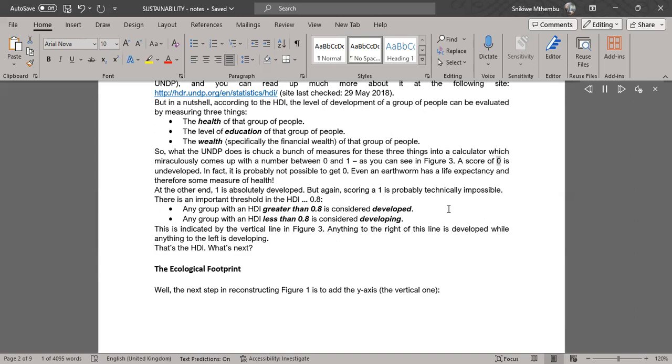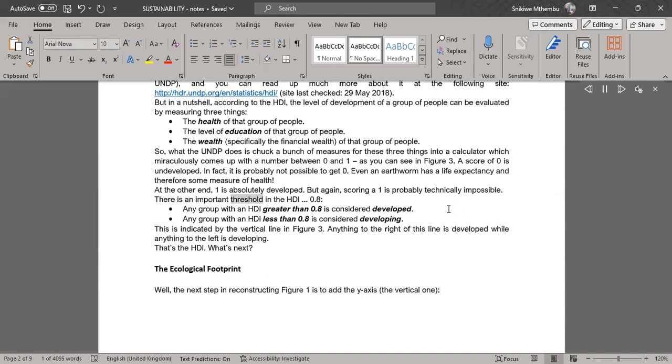A score of 0 is undeveloped. In fact, it is probably not possible to get 0. Even an earthworm has a life expectancy and therefore some measure of health. At the other end, 1 is absolutely developed. But again, scoring a 1 is probably technically impossible.